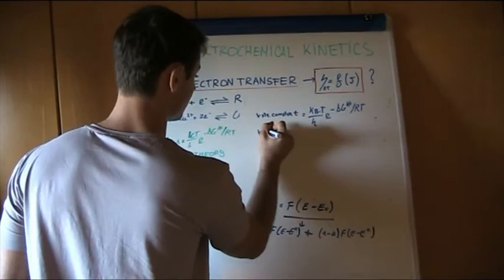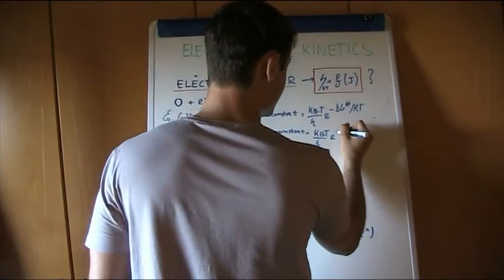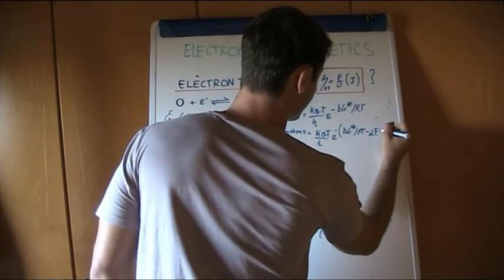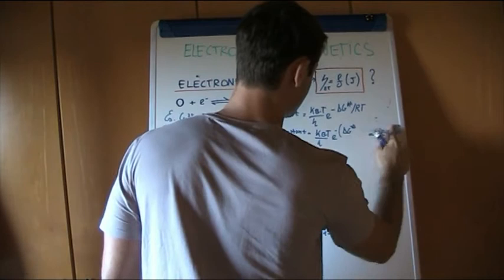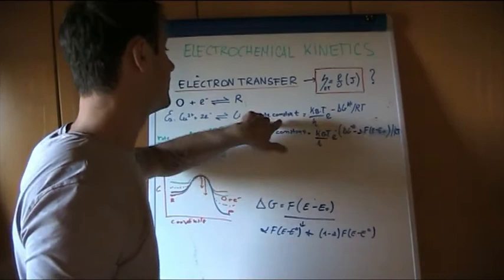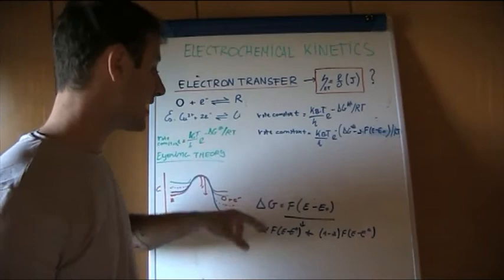And so we can say that the rate constant is equal now to k_B T over h e to the minus this, minus alpha F E zero, or we can make this over RT. Why this? Because now the activation energy is not anymore this one, but it's smaller, because during the polarization we have basically decreased the potential barrier of this point.